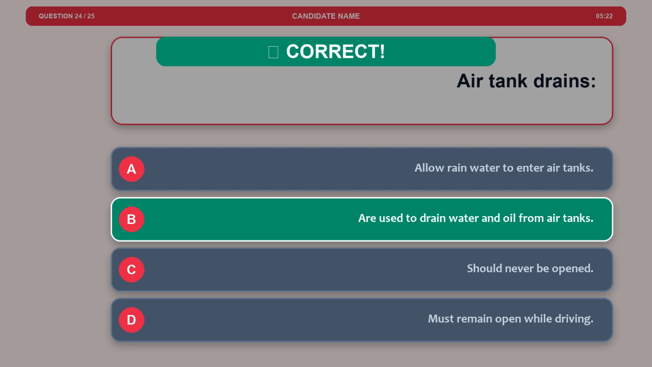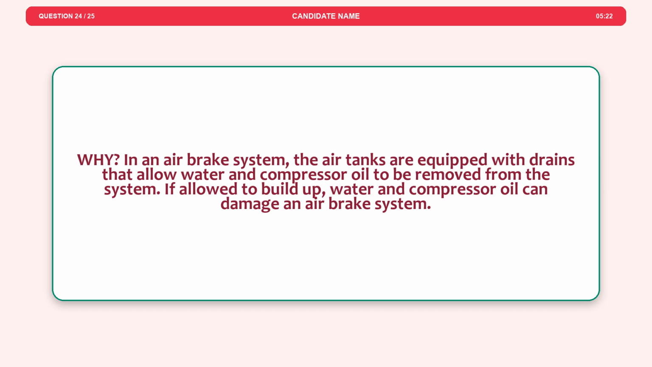The correct answer is option B. Are used to drain water and oil from air tanks. Explanation. In an air brake system, the air tanks are equipped with drains that allow water and compressor oil to be removed from the system. If allowed to build up, water and compressor oil can damage an air brake system.